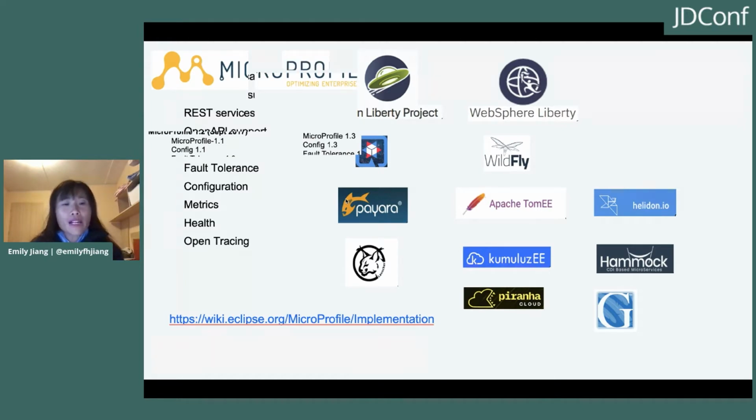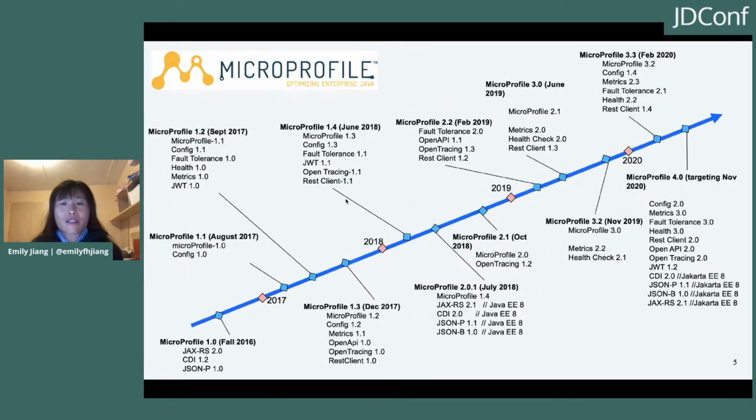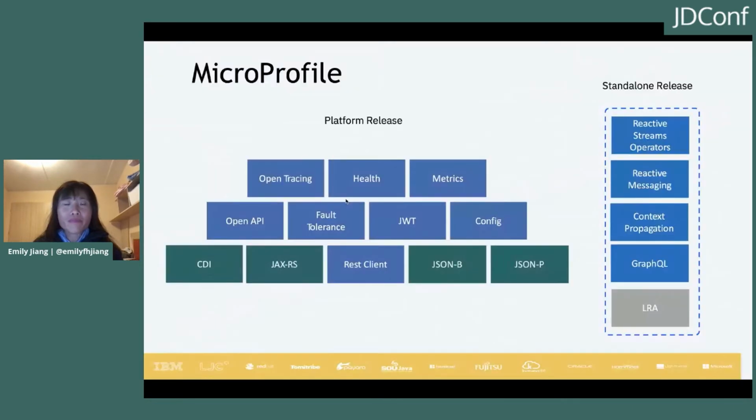MicroProfile has a very rapid release cadence. Every year we have about 3 releases, with the exception of this year because we are trying to set up a working group. The latest release is MicroProfile 3.3 back in February 2020, and in the next couple of weeks, in November, we are trying to release MicroProfile 4.0, which is trying to align with Jakarta EE 8.